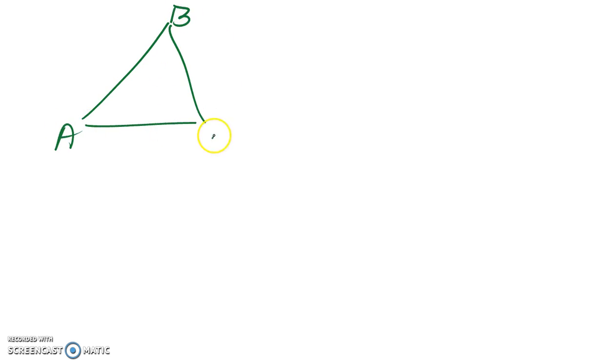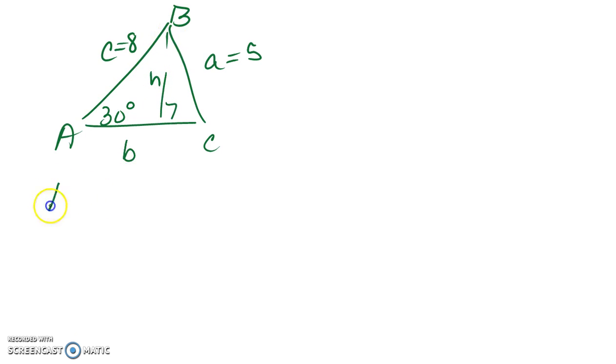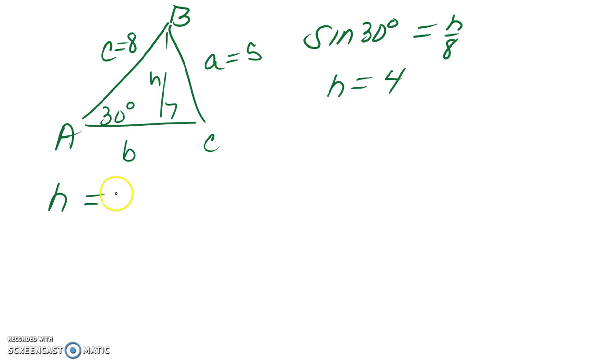So let's say angle A is 30 degrees, and let's say that side C is 8, and let's say side A is 5. We don't know side B. If you drop an altitude, you find the height. We know that the sine of 30 is H over 8, so the height is 4. So since the height is 4, and A is larger than 4, but less than 8, we know that there are two triangles.